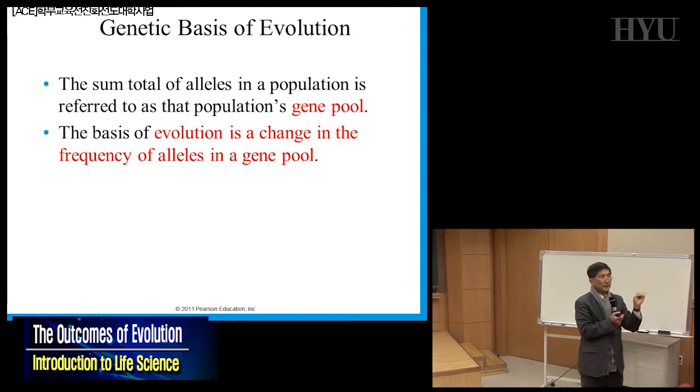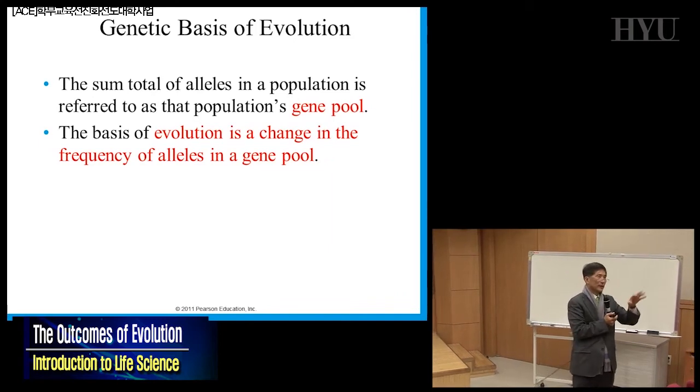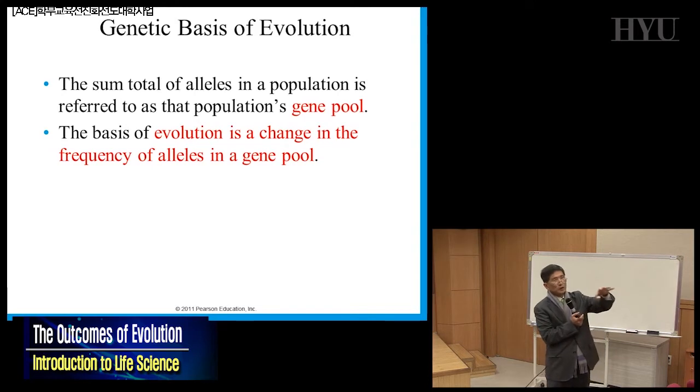For example, let's say the Korean population has blood types A, B, and O, right? And then somehow it changed.